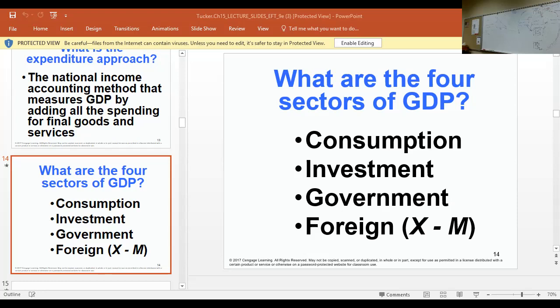Then we have gross private domestic investment, and that's only $2.8 trillion, which is about 16% of the economy. Most of that is in the form of fixed investment, capital goods, and some of that is changes in business inventories. That counts as investment spending.